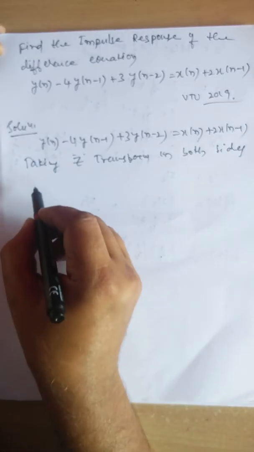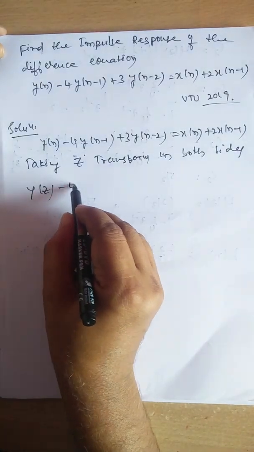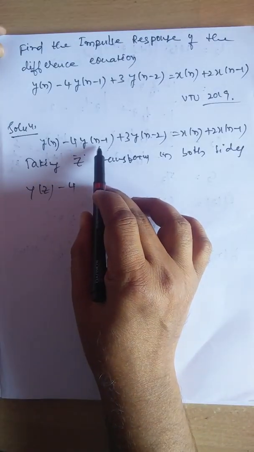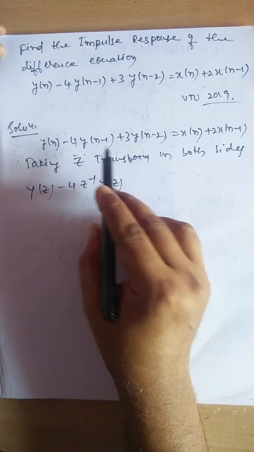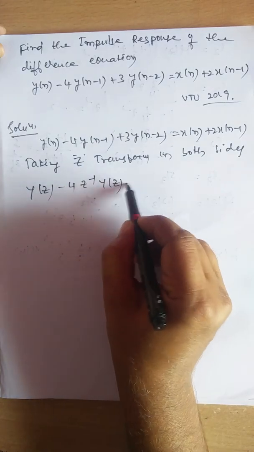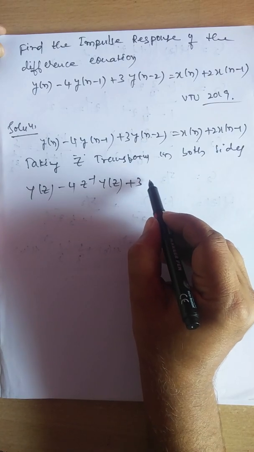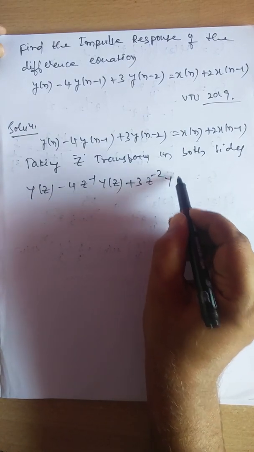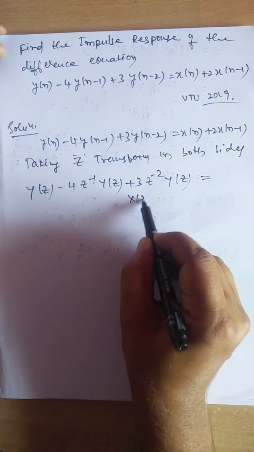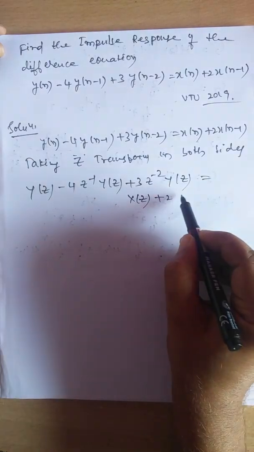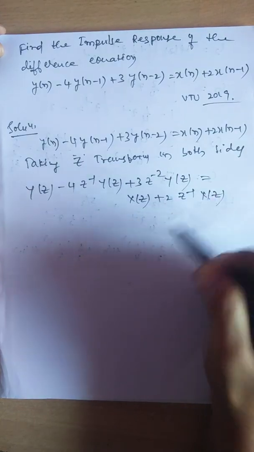Taking the z transform on both sides, you get the z transformation of y(n) is Y(z), minus 4 times the z transformation of y(n−1), which using the time shifting property is z^(−1) Y(z), plus 3 times the z transformation of y(n−2), which is z^(−2) Y(z), equal to the z transformation of x(n), which is X(z), plus 2 times the z transformation of x(n−1), which is z^(−1) X(z).